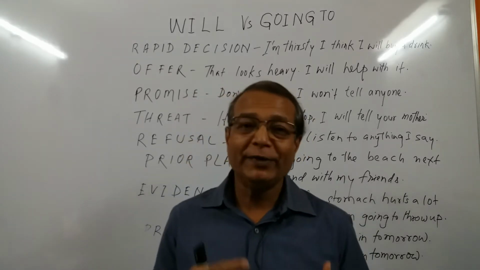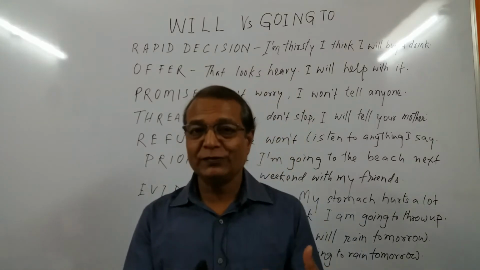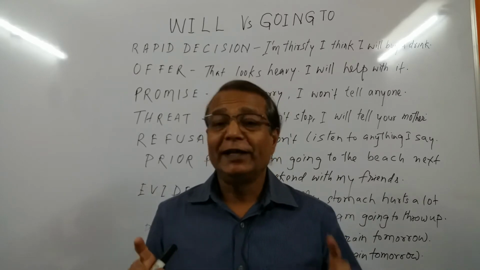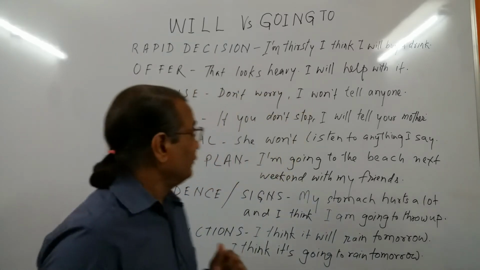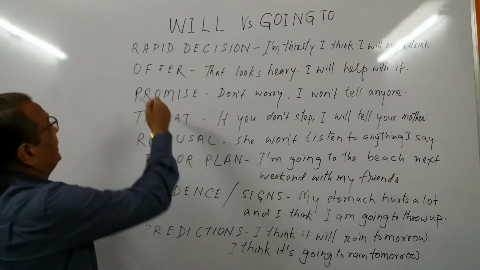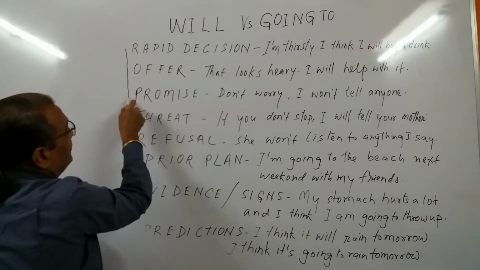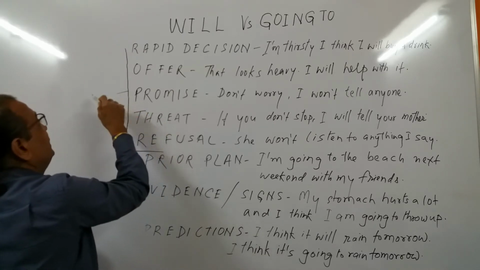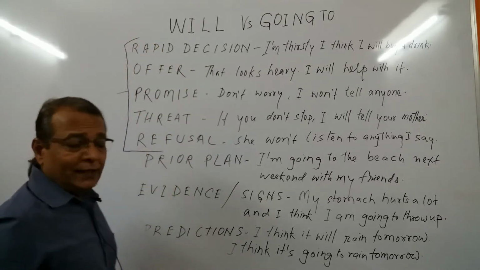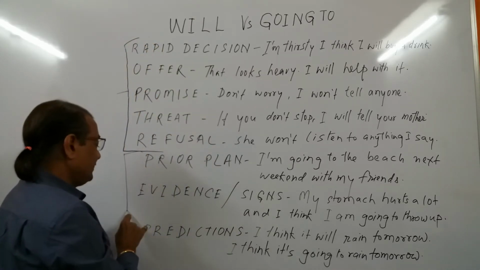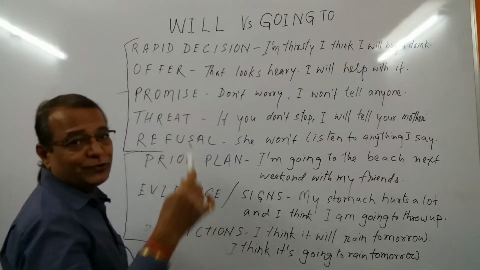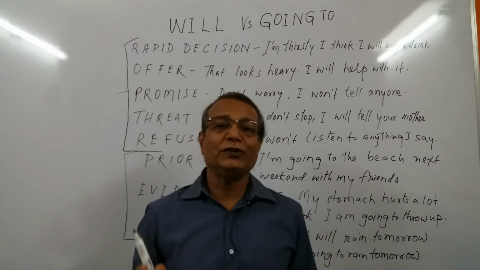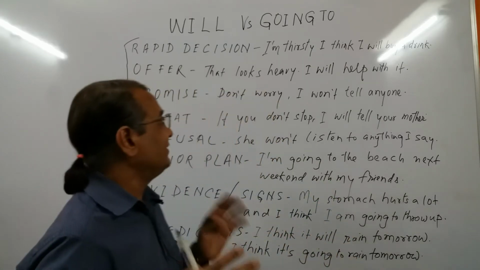Okay, what I have done, I have written down the situations on the whiteboard so that you can understand it easily. Let me start one by one. The first group is rapid decisions, offer, promise, threat, refusal. For these situations we use will. And for prior plan, evidence or sign, and predictions we use going to. I have written down examples to make it clear and easy to understand.